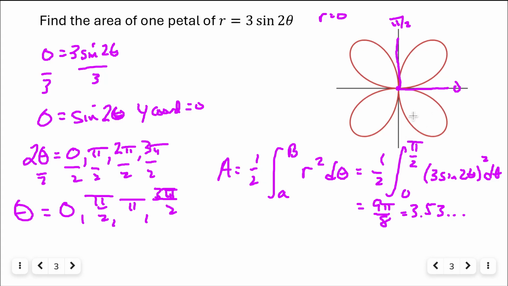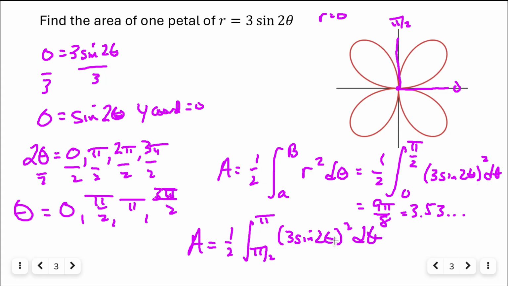That's one way to do it. Now, there's multiple ways to do this. That's what I want you to understand. You could also do this: the integral from pi over 2 to pi of 3 sine 2 theta squared d theta. Because pi over 2 is here, pi is here. That would find you the area of that one petal.